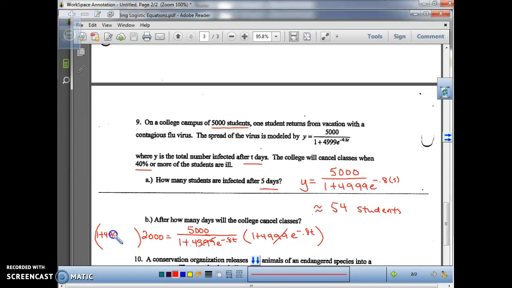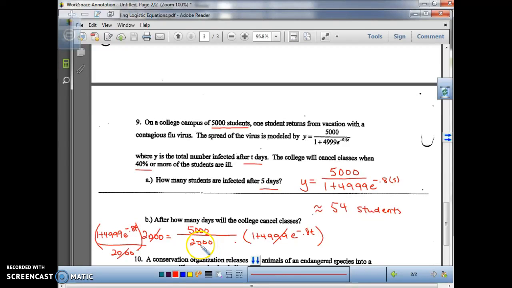I'm going to show you a little shortcut in just a second. e to the negative 0.8t, and then what would I do next? Divide both sides by 2,000. So I divide both sides by 2,000, cancel, cancel. I end up with this is equal to 5,000 over 2,000.